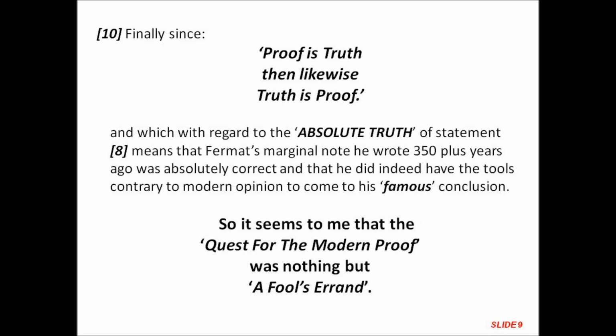10. Finally, since proof is truth, then likewise truth is proof, and which with regard to the absolute truth of statement 8 means that Fermat's marginal note he wrote 350 plus years ago was absolutely correct, and that he did indeed have the tools, contrary to modern opinion, to come to his famous conclusion. So it seems to me that the quest for the modern proof was nothing but a fool's errand.